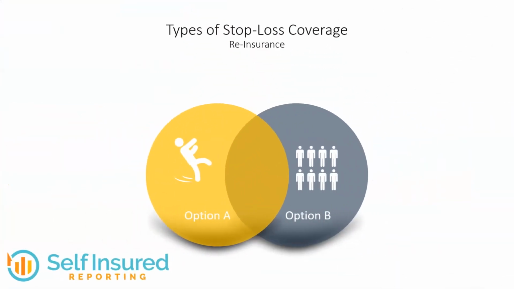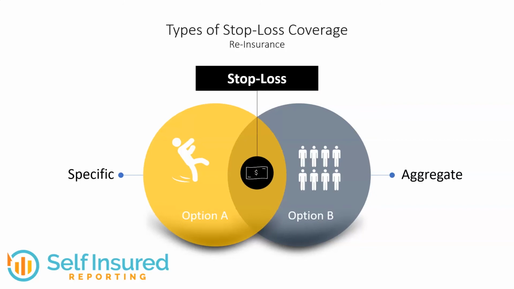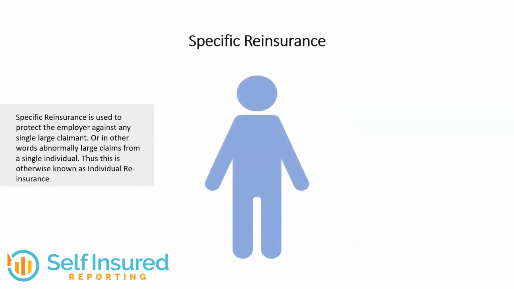There are two types of stop-loss coverage, otherwise known as reinsurance. There is specific and aggregate stop-loss. Specific reinsurance is used to protect the employer against any single large claimant, or in other words, abnormally large claims from a single individual. Thus, this is otherwise known as individual reinsurance.